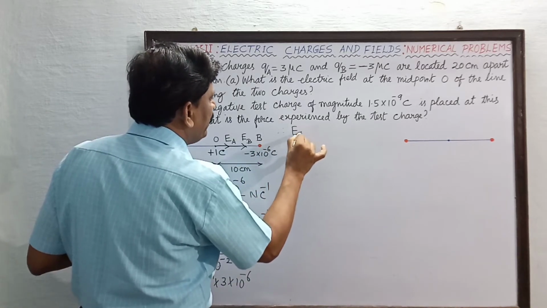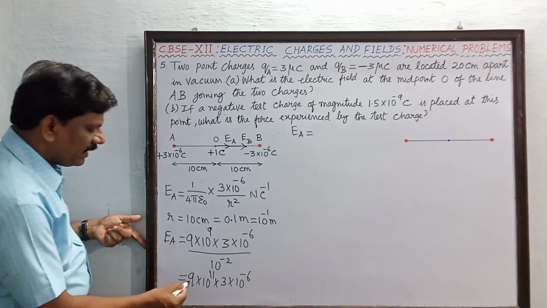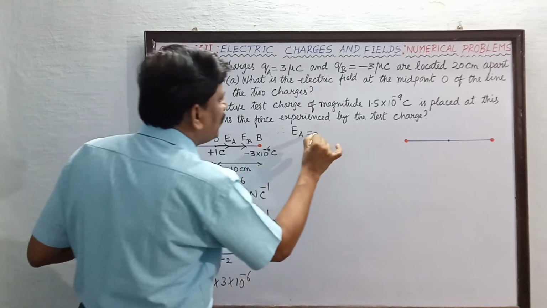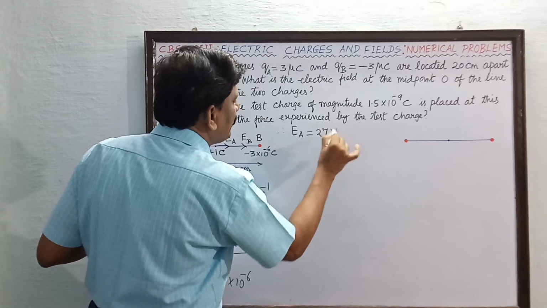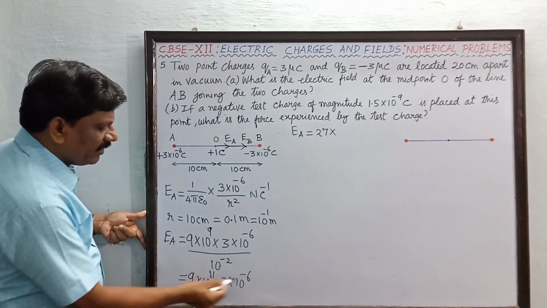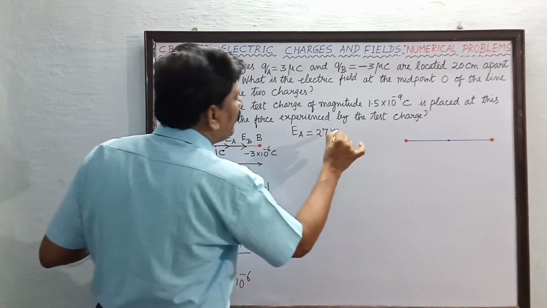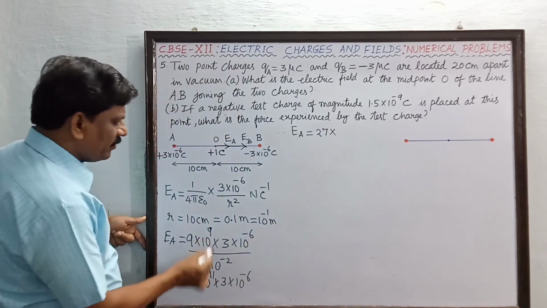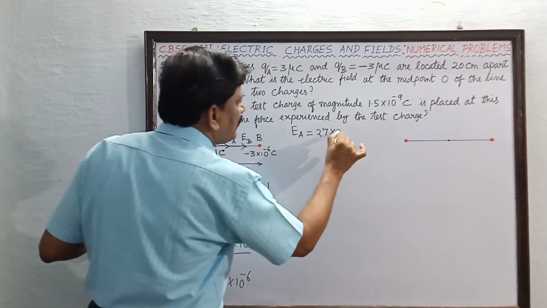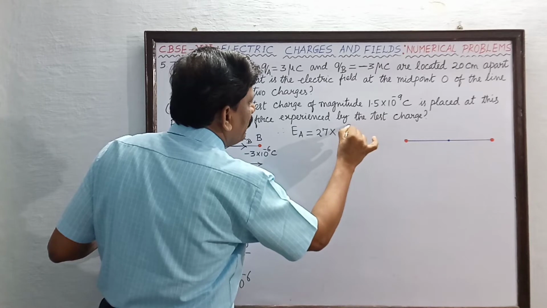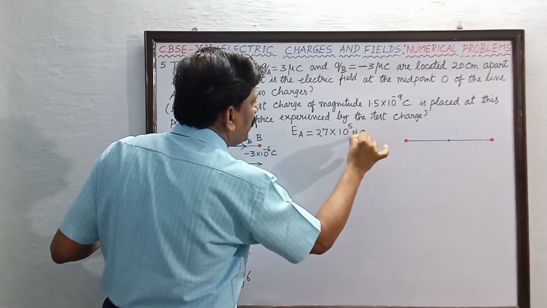Therefore EA is now equal to 9 into 3 is 27. Okay, so this is 27 into 10 power 11 minus 6, which is 10 power 5 Newton per Coulomb.